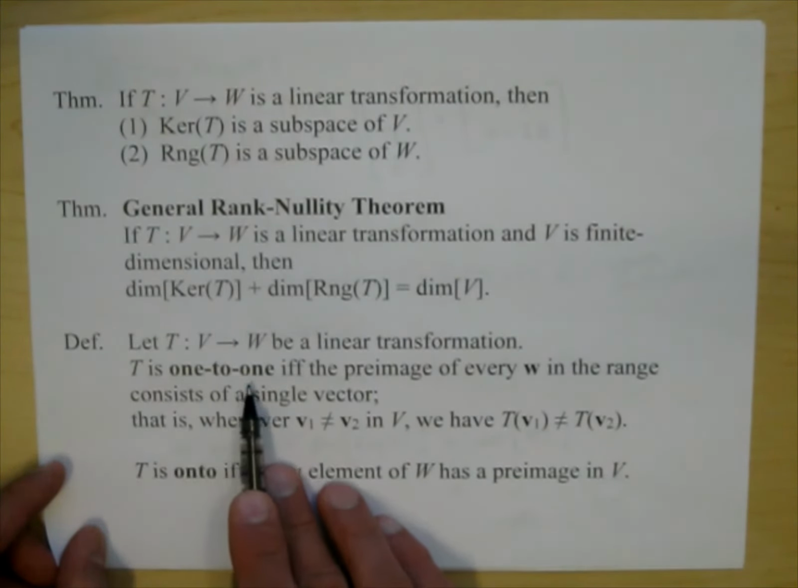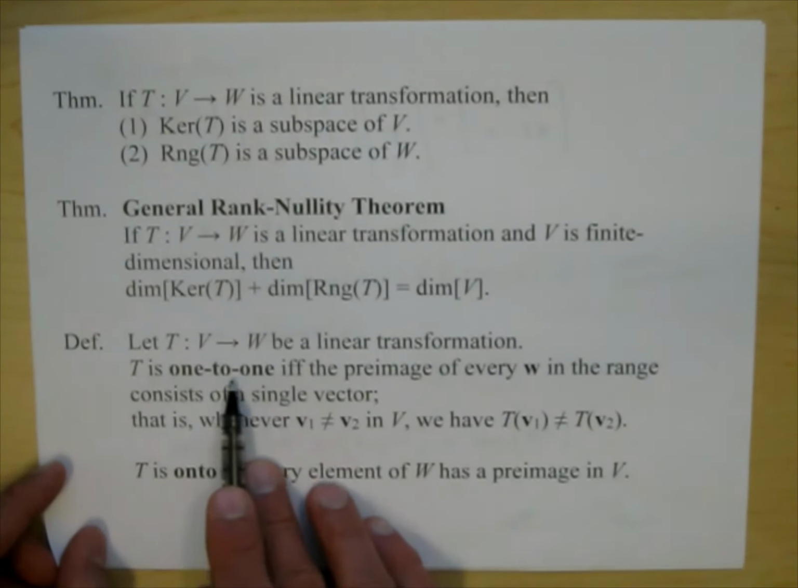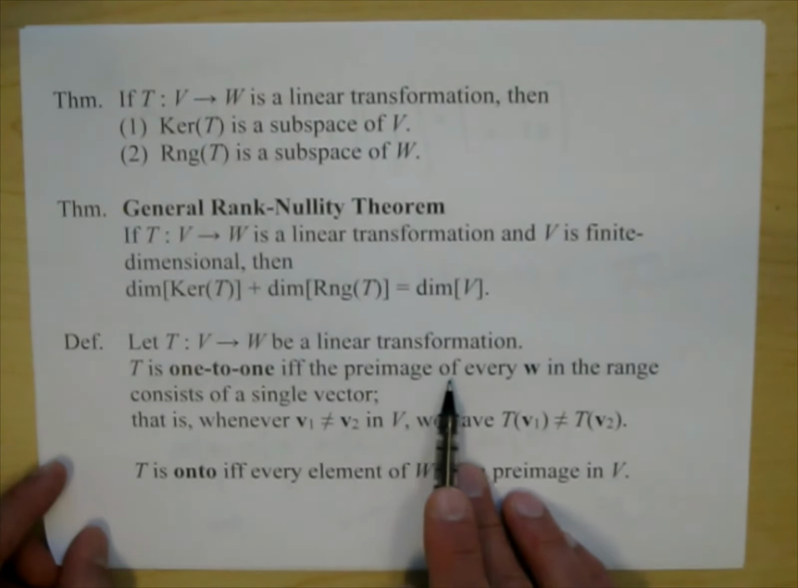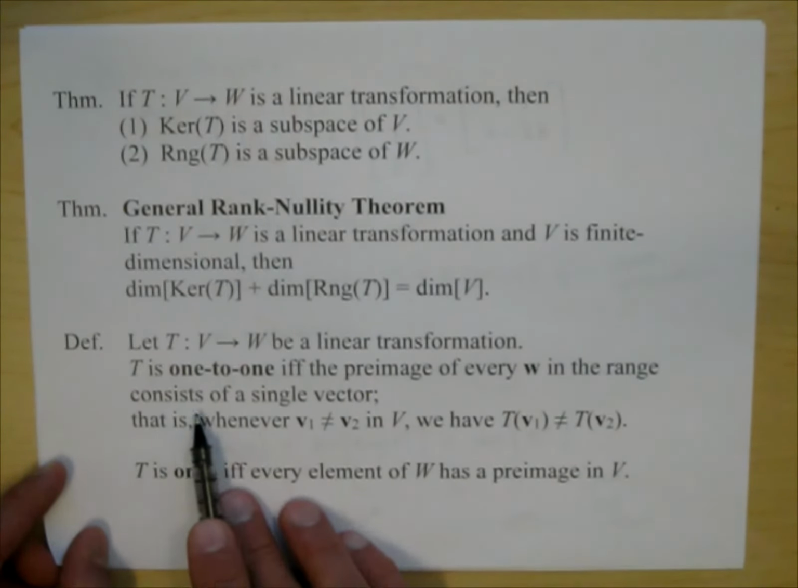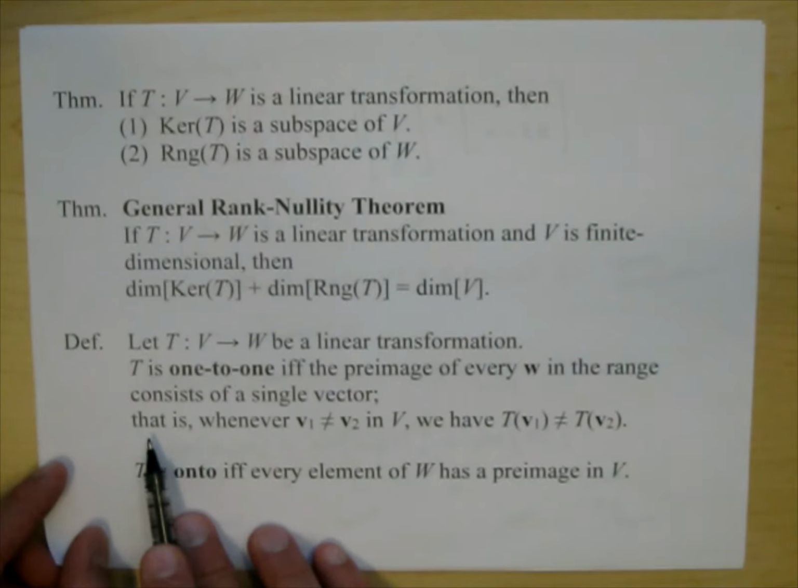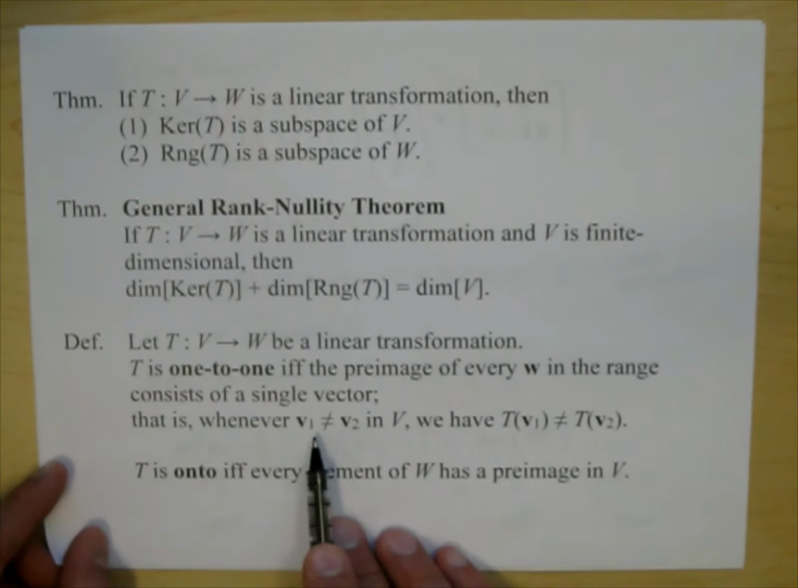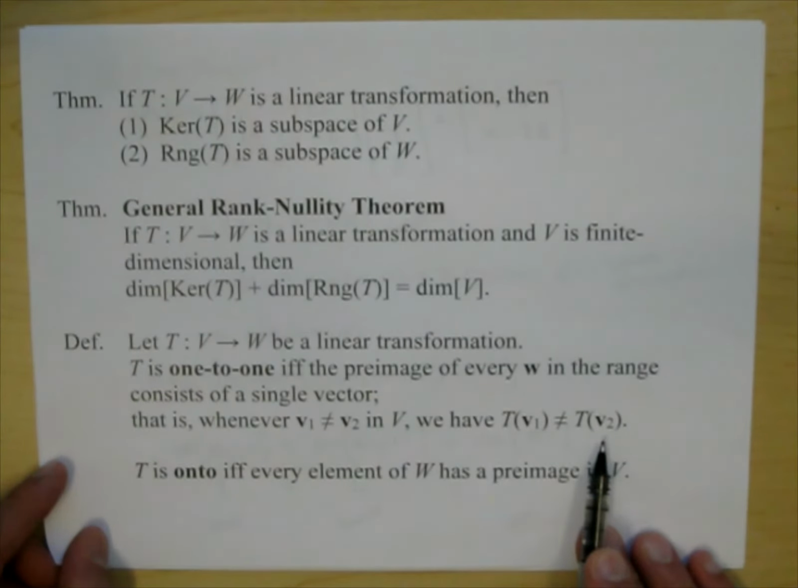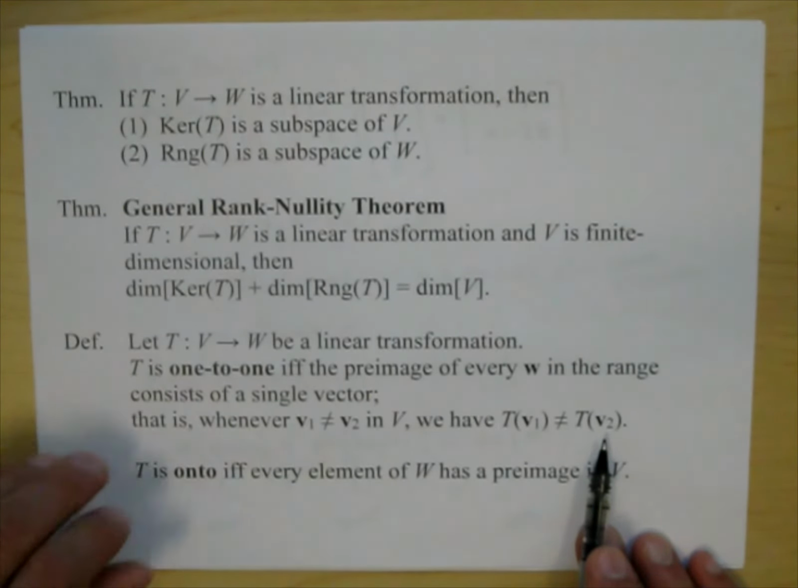T is 1 to 1. Okay, so we've seen that in a math class, so we think we know what it means. If and only if the preimage of every W in the range consists of a single vector. So if you're sitting there going, what? And then they're like, okay, let's clarify. Whenever V1 does not equal V2 in V, we have TV1 does not equal TV2. And so you're like, whoa, what does that mean?